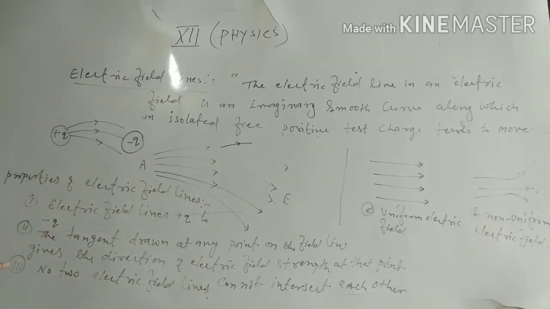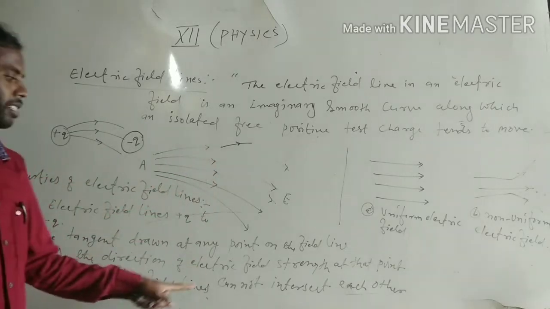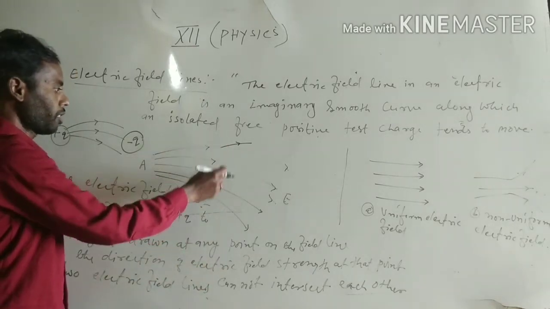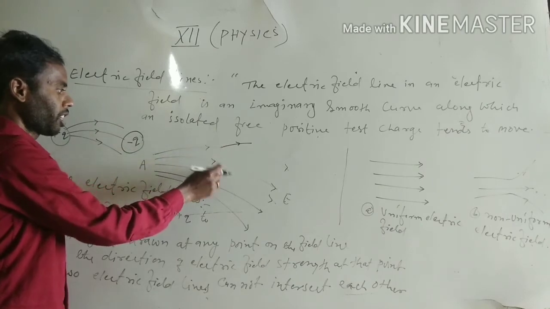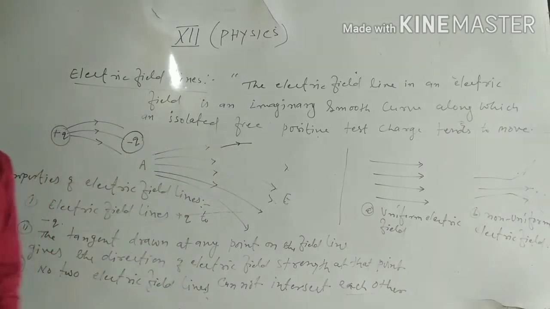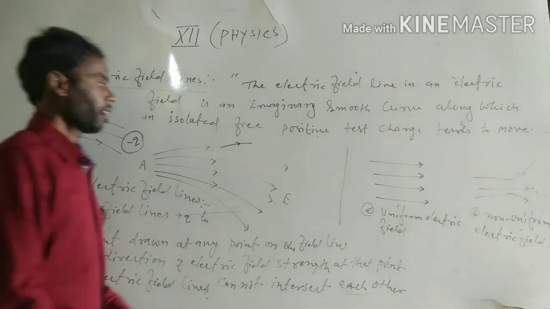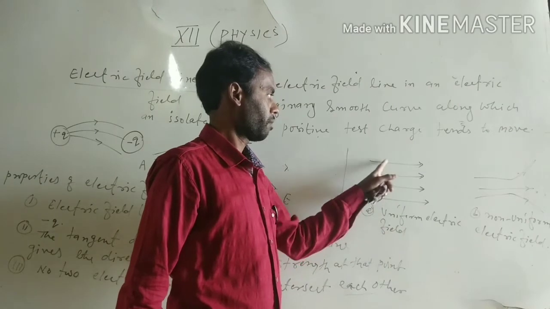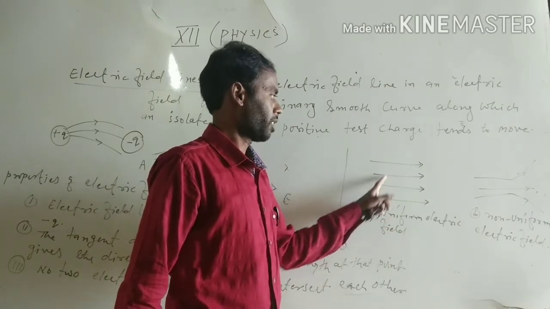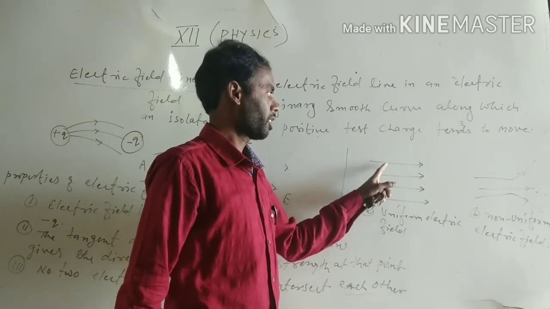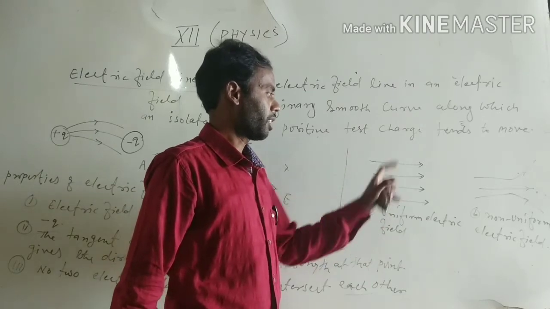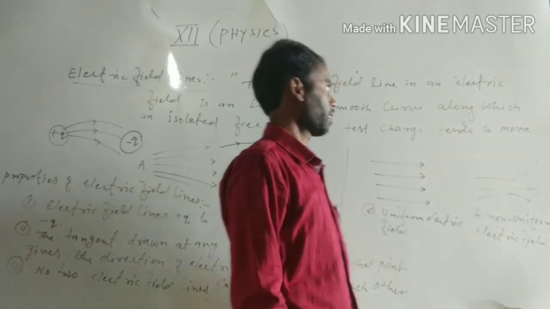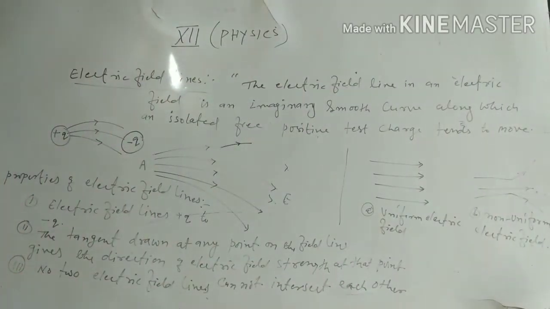Okay. Number three, no two electric field lines can intersect each other. That means two or three electric field lines cannot intersect each other. Okay. And in a uniform electric field, the lines are equidistant from each other, that means they are separated by equal distance. Then in a non-uniform electric field it will behave like this. Okay. This was the electric field lines.